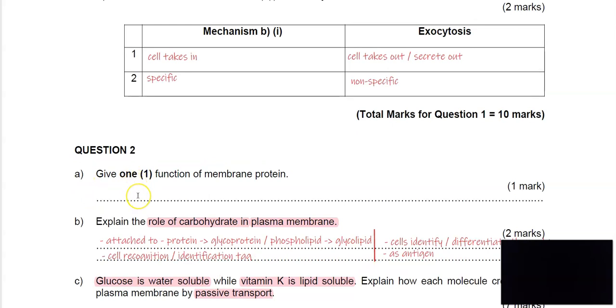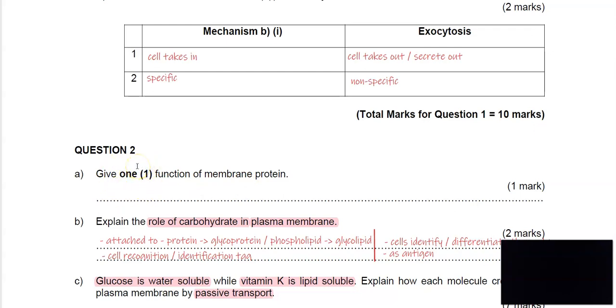Okay, so for this one, if you refer back to your notes, the role or the function of membrane protein, there are 6 different functions of protein. So the membrane protein that is embedded in the plasma membrane can become an enzyme. Okay, enzyme, the first one. Okay, you only need to list out one.